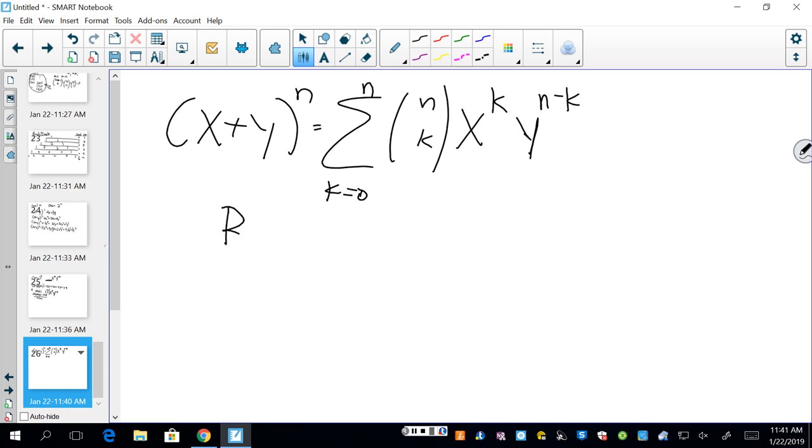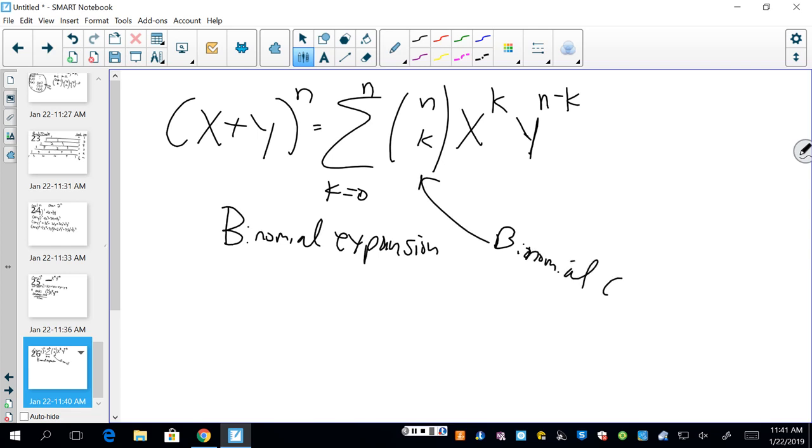This is sometimes called a binomial expansion. These are our combinatorics. They're also called binomial coefficients. It's a little bit more involved as a big example, but it uses some of the elements that we've done with counting.